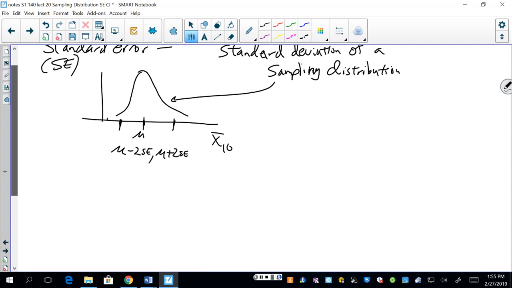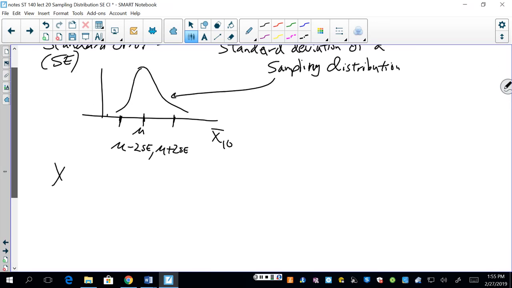For the case of the distribution of X bar, on average, the expected value of X bar is the population mean. And on average, the sample average should be centered on that.